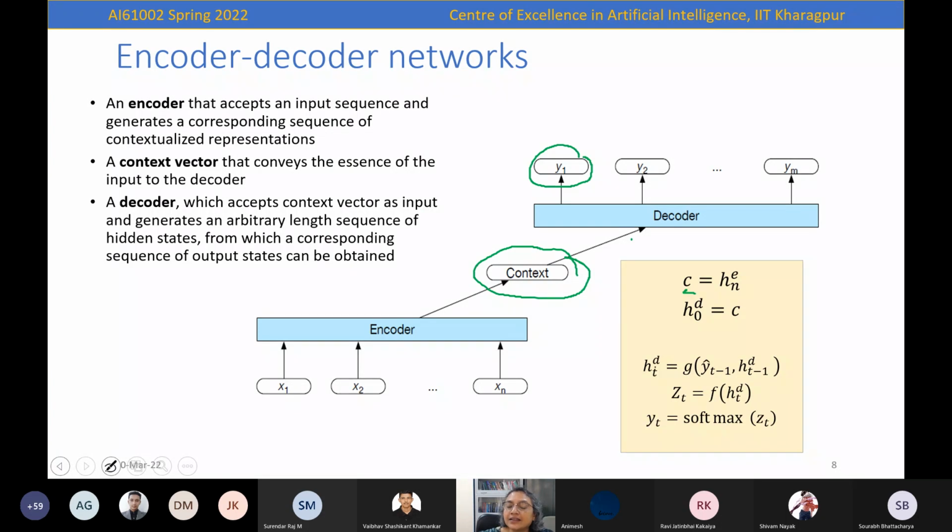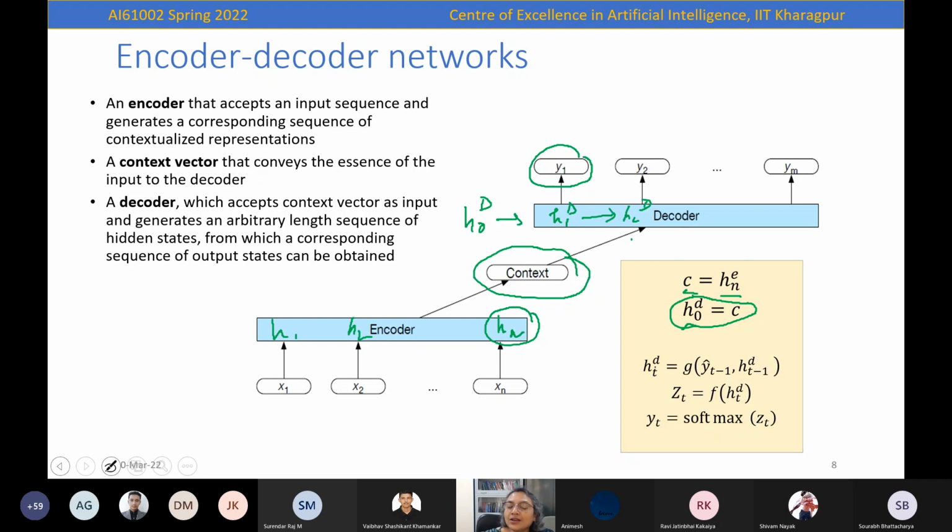The context vector, in the simplest case, is the last hidden state of the encoder. So this is the HN of the encoder. This is H1, H2, HN. So this last hidden state of the encoder is taken to be the context vector. And the context vector acts as the 0th state of the decoder. So this is H0 of the decoder, which feeds into H1 of the decoder, H2 of the decoder, and so on.